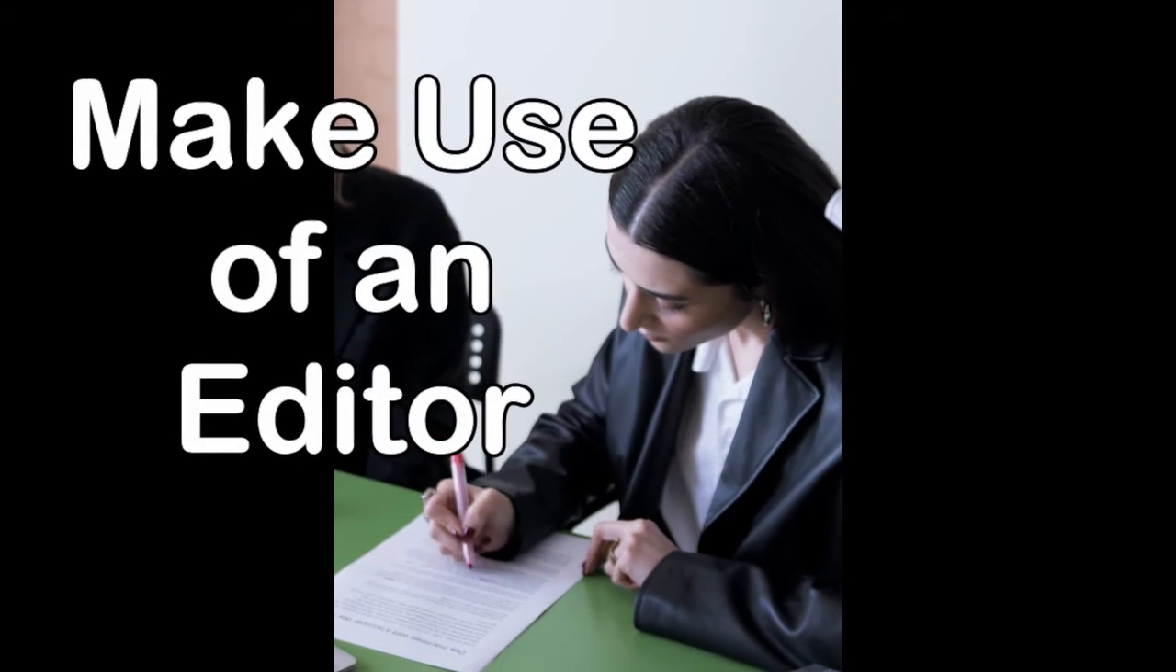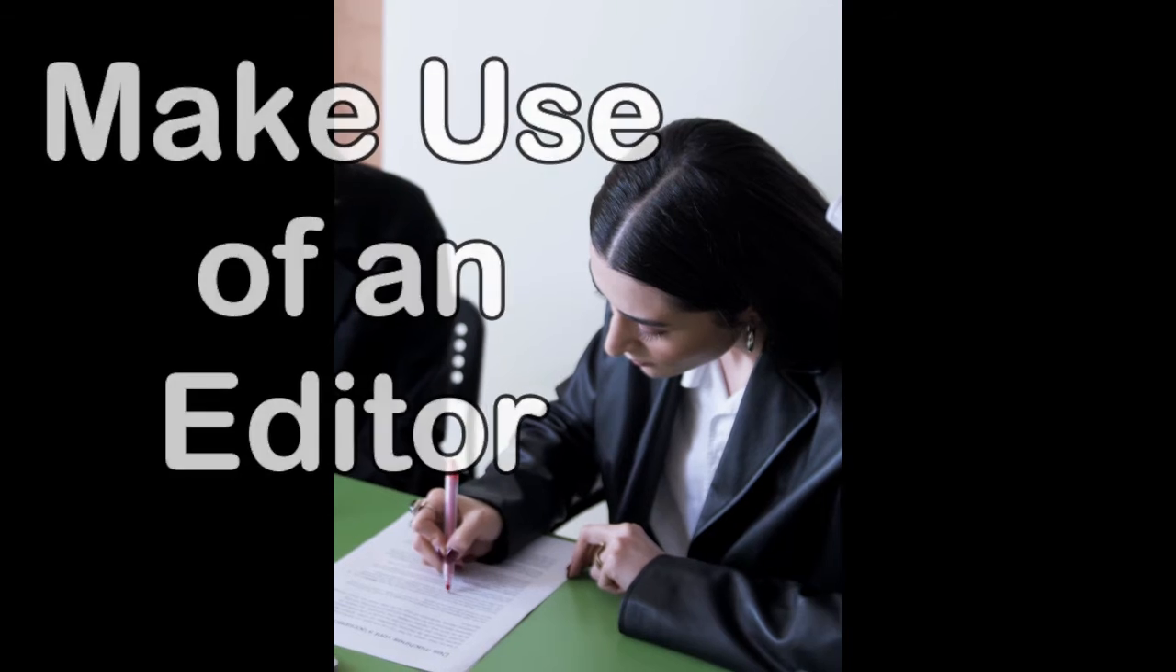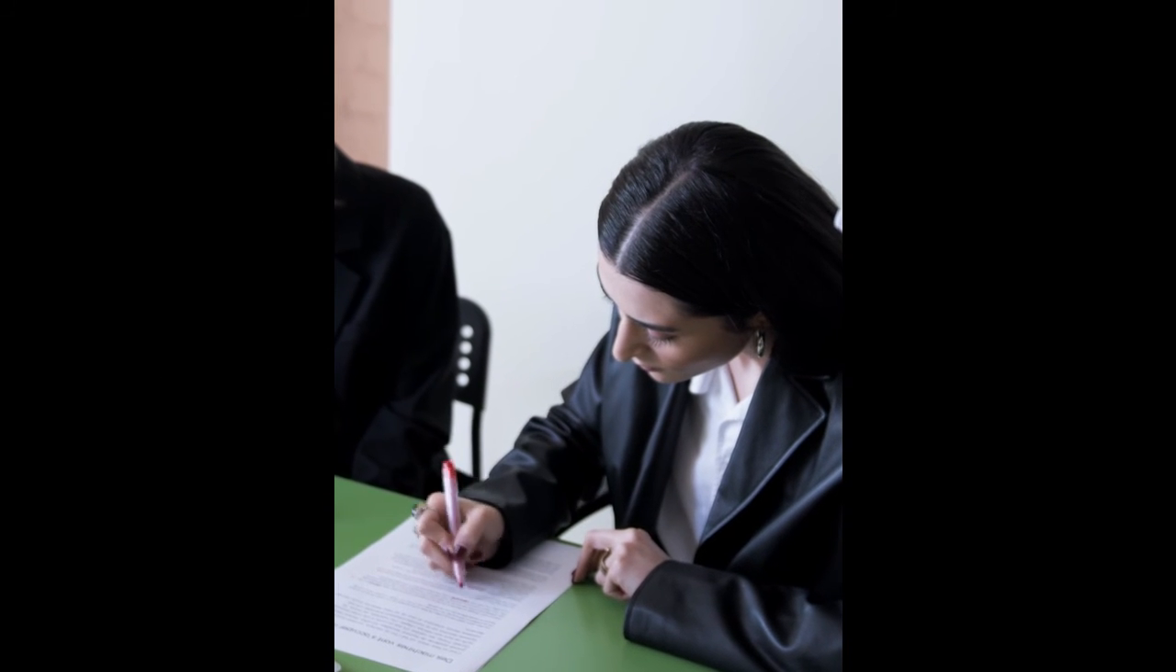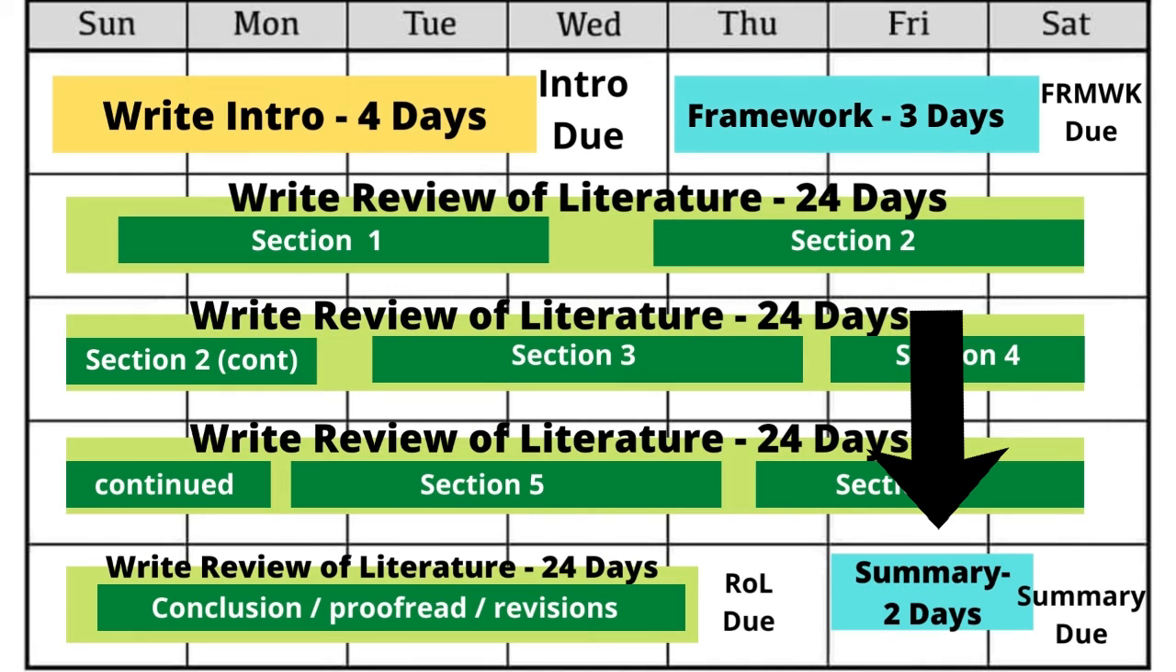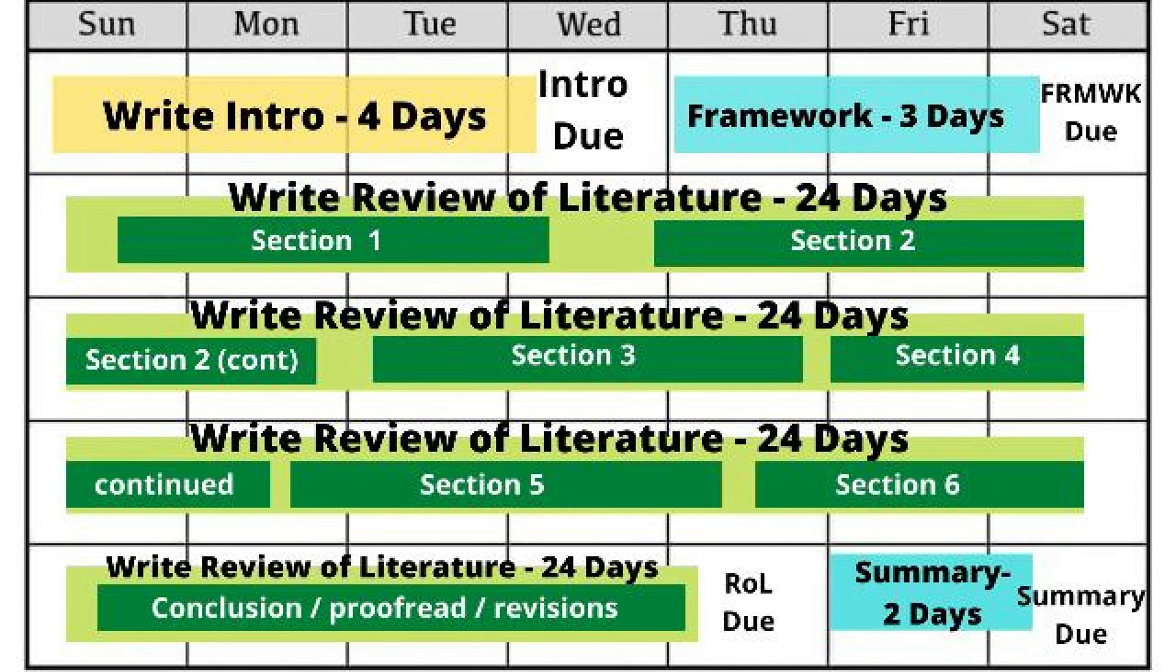For some people, this may be where you would send the chapter to your editor and then work on those edits. Then the last 2 days are saved for the short 2 to 3 page summary of the entire chapter. So there you have it, a potential plan for completing the entire Chapter 2 literature review in 1 month.